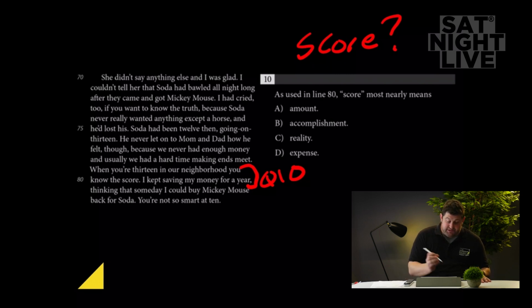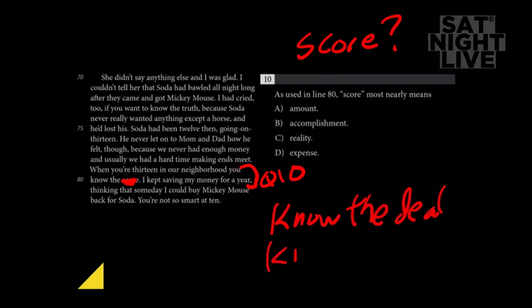We know that as we're reading, we kind of want to cross off the word score. When you're 13 in our neighborhood, you know the blank. Now, if we feel like that's not enough, we could read before and after it, and we would understand that Soda understood the family's financial situation. So maybe we say that you kind of know the deal, right? Or maybe you know how it is. And so we can move through these pretty quickly now.